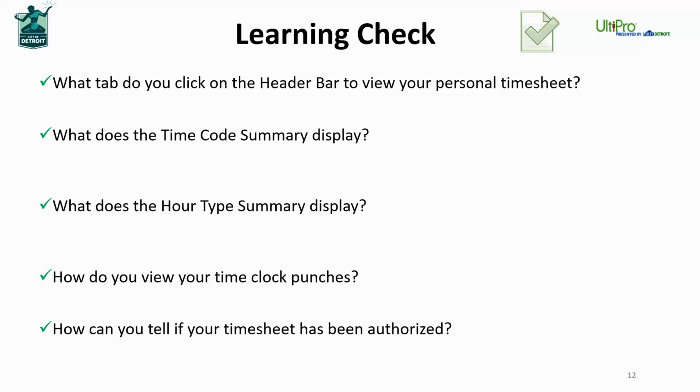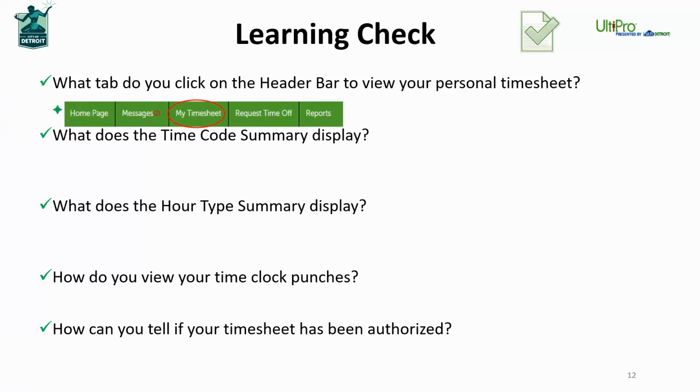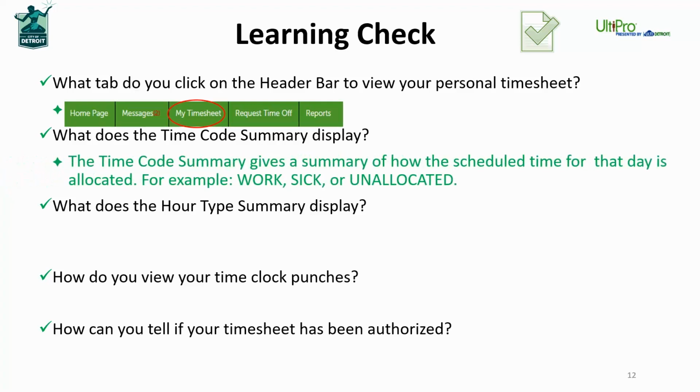Let's do a quick learning check of some of the things we've learned about UltiPro so far. What tab do you click on the header bar to view your personal timesheet? I'll give you time to think about that and then we'll display the answer. You're right, My Timesheet. What does the time code summary display? The time code summary gives a summary of how the scheduled time for that day is allocated. For example, work, sick, or unallocated.